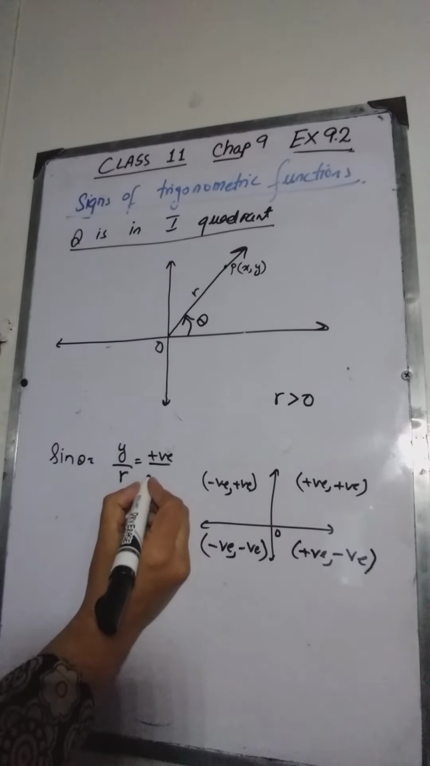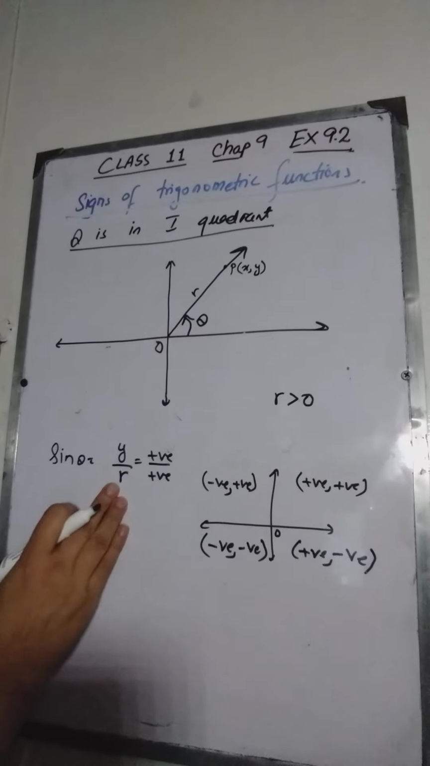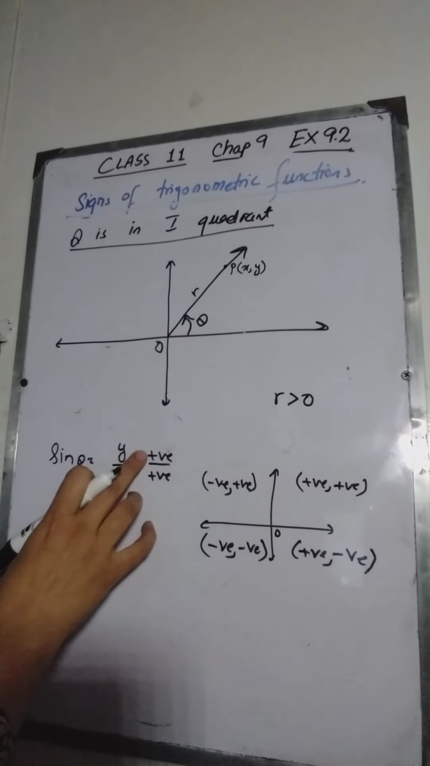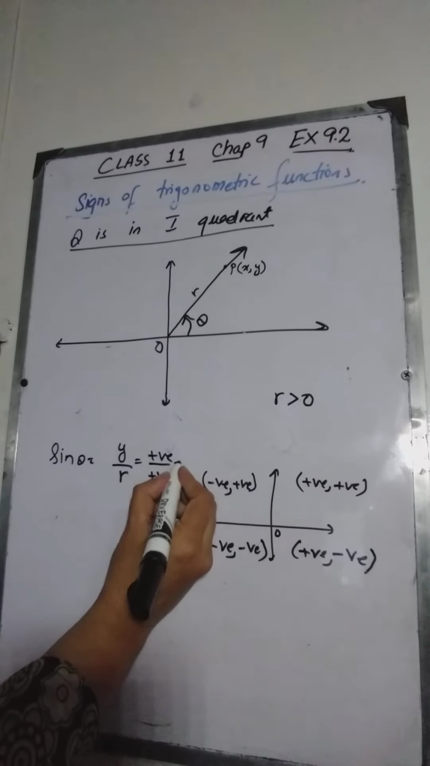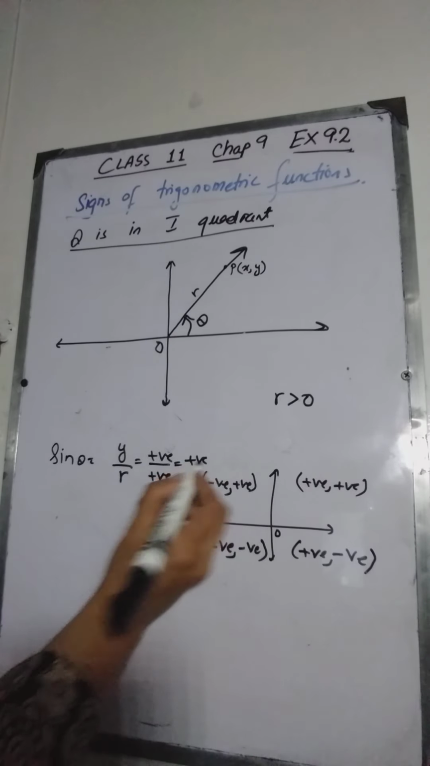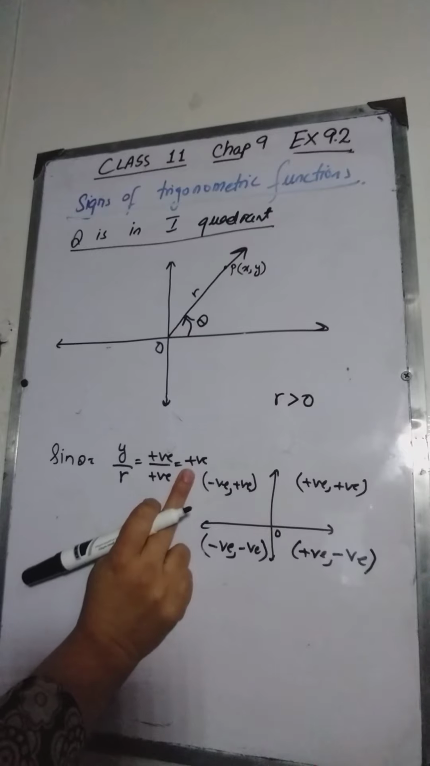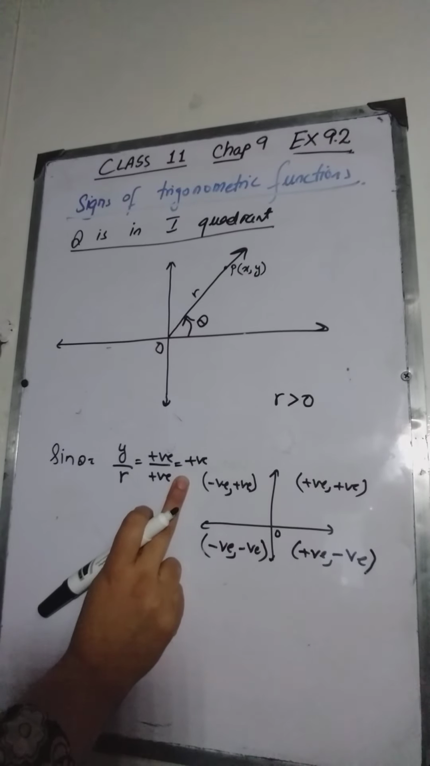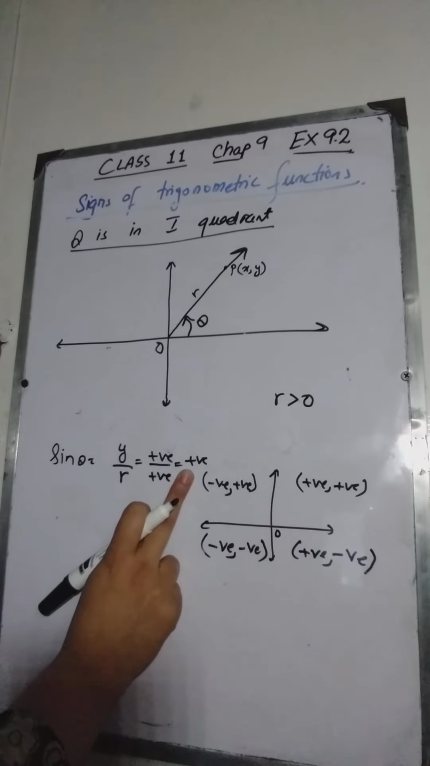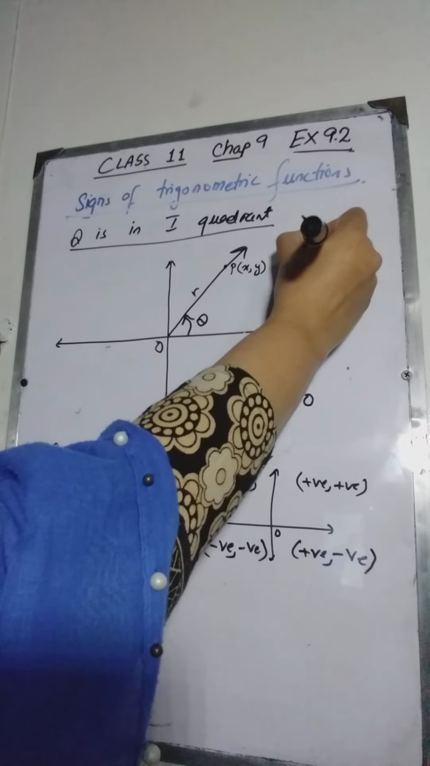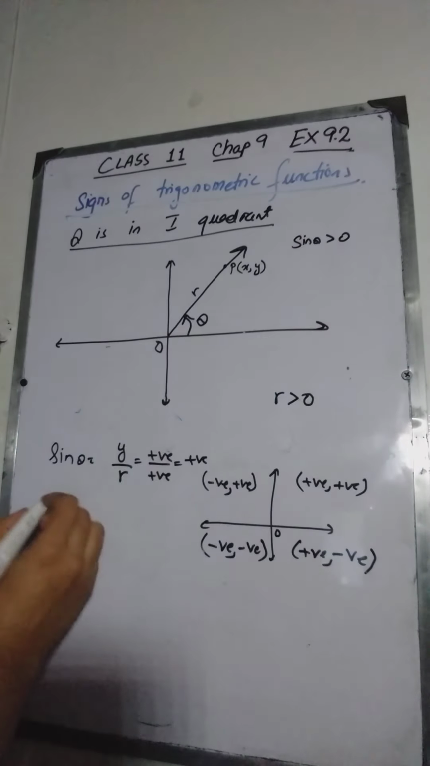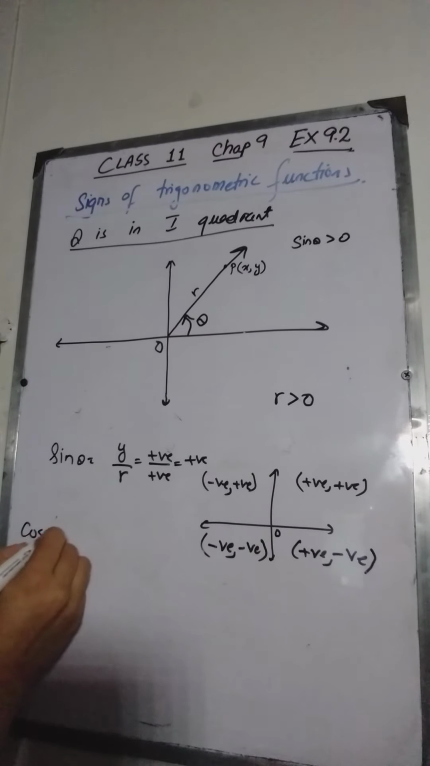So r is always positive, and y is positive, so the sign will be plus over plus. A positive number divided by a positive number always gives us a positive number. So sine theta is going to be positive if theta is in the first quadrant. Note it down: sine theta will be greater than 0. Now, what about cos theta?